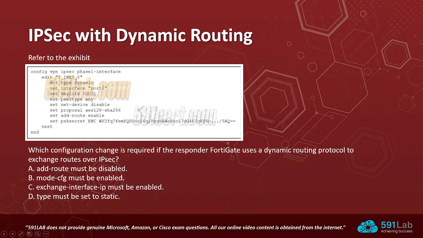can see there, where we have a question that says which configuration change is required if the responder FortiGate uses a dynamic routing protocol to exchange routes over IPsec. So we have a configuration of VPN, IPsec on the phase one. So we can see there we have this configuration, and the options that we have are option A that now must be disabled, mode CVG must be enabled, exchange interface IP must be enabled, and type must be set to static. So for this one, we are going to take a look at the official documentation.